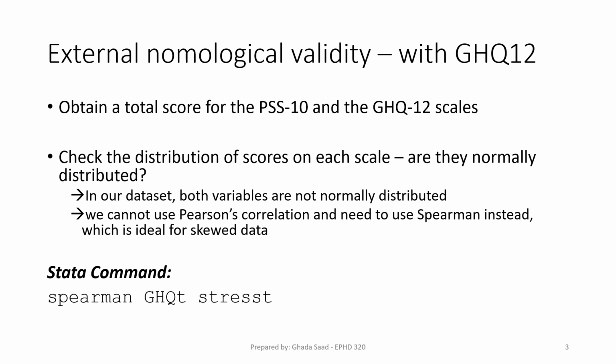So to measure external validity, the total scores of the PSS-10 items and the 12 items in the GHQ scale are added. Each one is added separately to produce a total score. After checking the distribution of the scores in the dataset, we choose the proper test to perform our correlation. Here, because the data is not normally distributed, we will use Spearman correlation, and you will see at the bottom of the slide, I have included the Stata command to use.